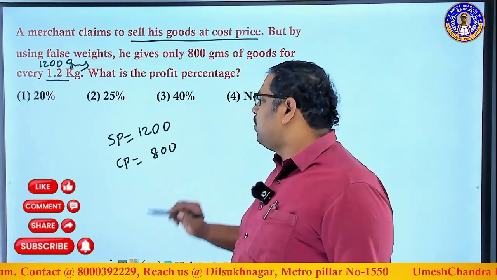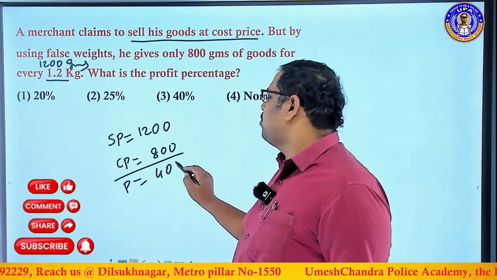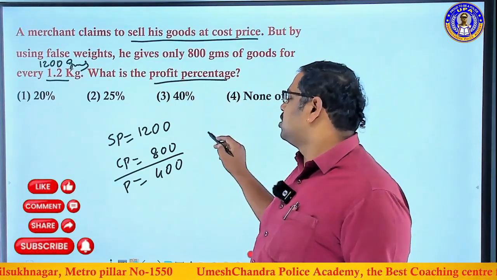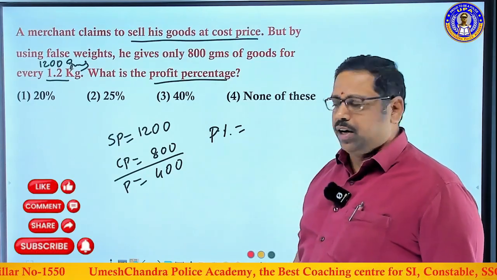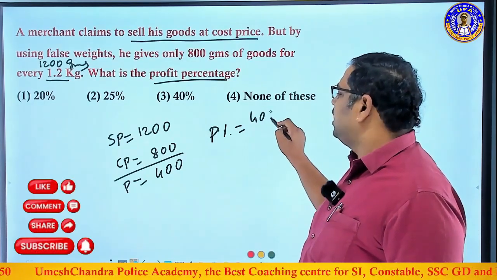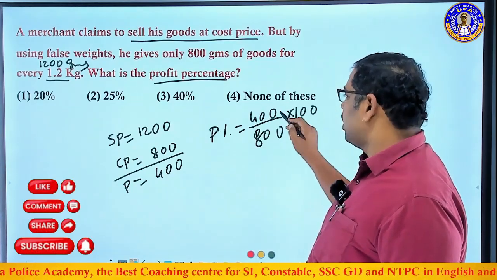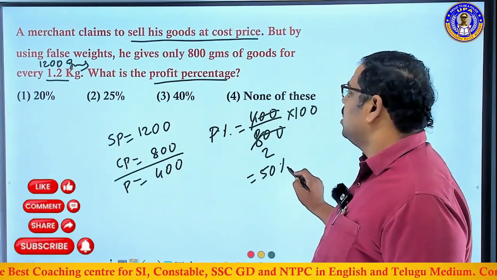So I sold for 1200, I bought for 800. That gap is nothing but 400, which is my profit. He is not asking about my profit, he is asking about profit percentage. So profit percentage means what's the formula? Profit by cost price into 100. The profit is 400 by the cost price 800 into 100. Cancelling zeros, 4 ones are 4, 4 twos are 8, so 100 by 2 means 50%. What is the profit? 50%.